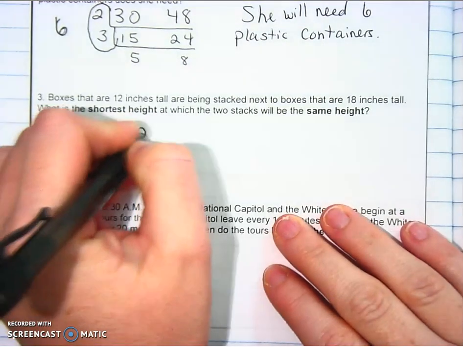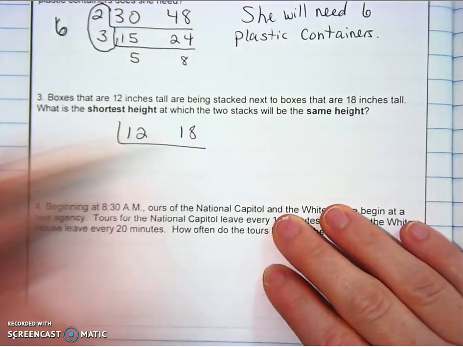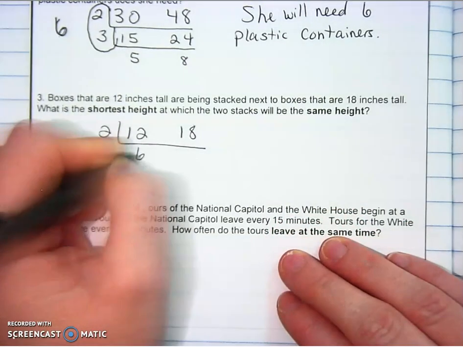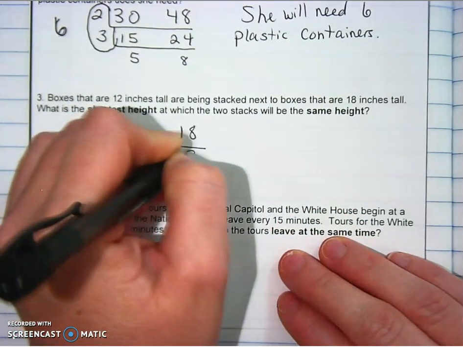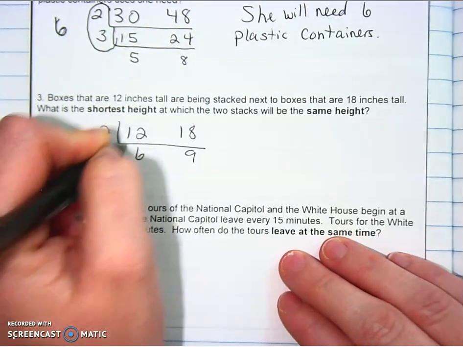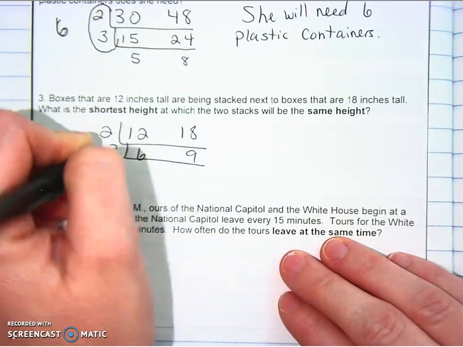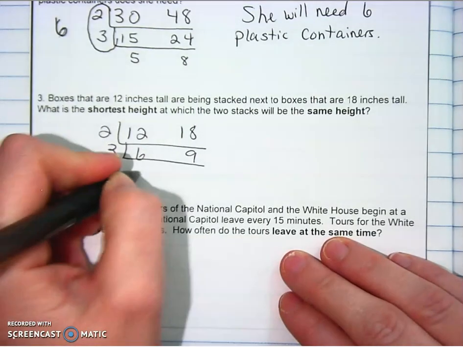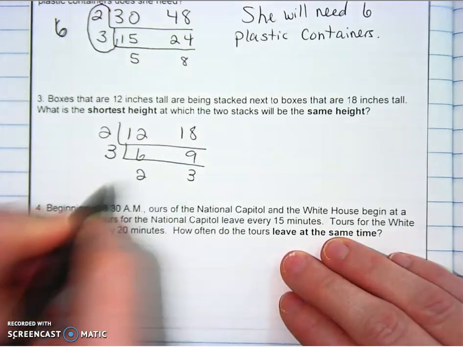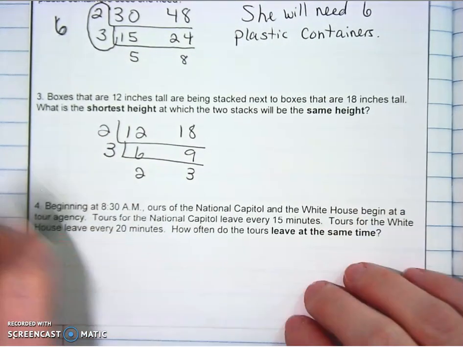So 12 and 18 are the 2 numbers we're working with. They're both even, so we're going to pull out a 2. 2 times 6 gets me to 12. 2 times 9 gets me to 18. So 6 and 9 share a common factor of 3. So I'm going to pull that out. 3 times 2 gets me to 6, and 3 times 3 gets me to 9. 2 and 3 are both prime, so we stop. We can't go any further.